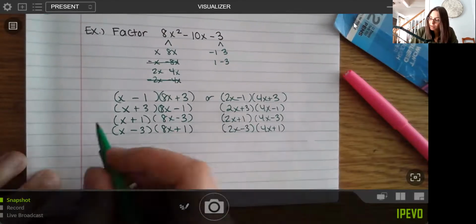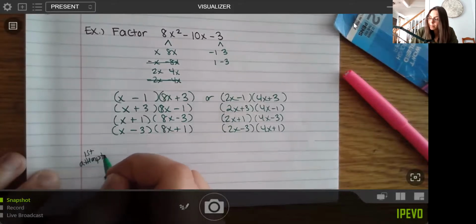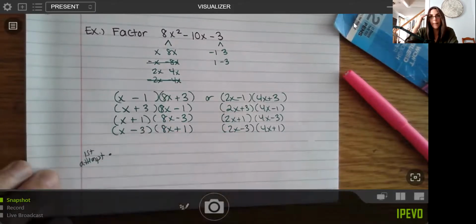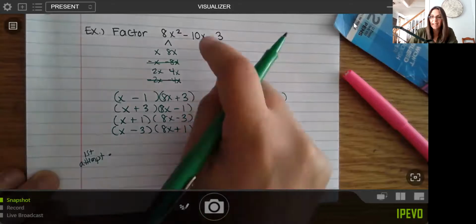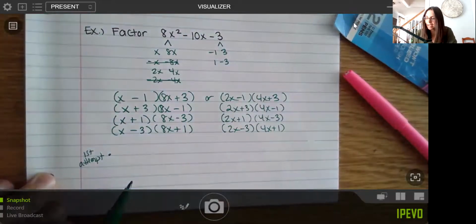So I'm going to do my first attempt. And again, if you're pretty good at multiplication and you can do some of this mental math in your head, do some of that multiplying out in your head, then that's going to really help you to hopefully narrow it down because you want to have a -10 in the middle. So you may want to think a little bit, okay, how can I get a -10? Is there any way that this seems like it's going to work?